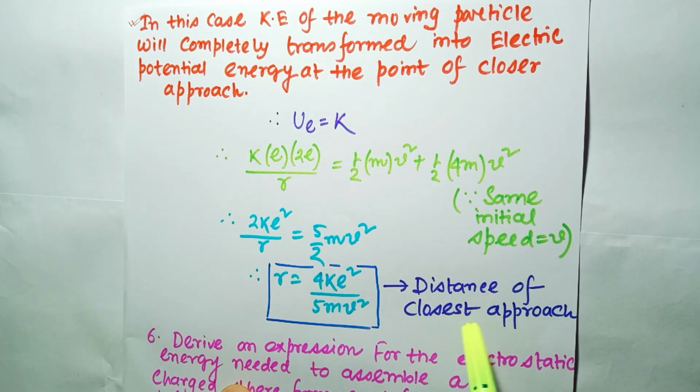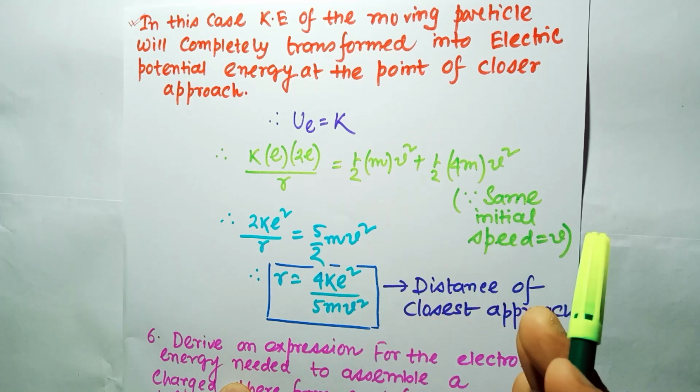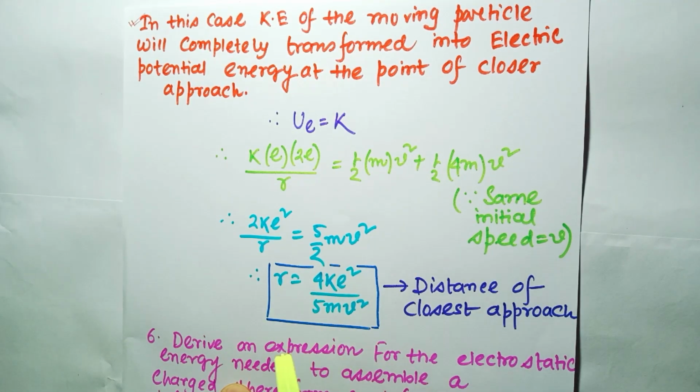So this is the distance of the closest approach. We needed to find this distance. When the distance gets closer than this value, the two charged particles will turn around.